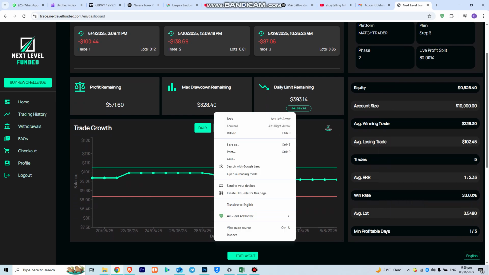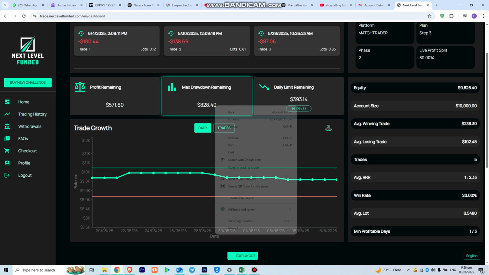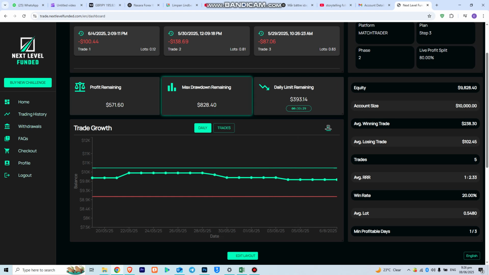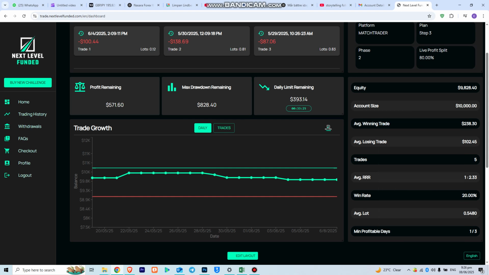My drawdown currently has 828 left. Once I blow this 828, I think the account is gone. This is my average winning trade, 238, the trade I won. Then average loss 1%. Total trades so far is 5: I lost 4, won 1. The average R is 2.33, and the win rate is 20%. This is the average loss I've used so far. So without wasting much time, let's move to the chart.